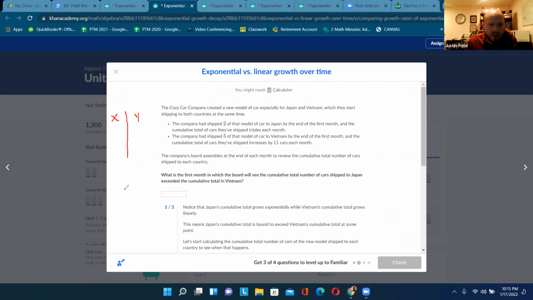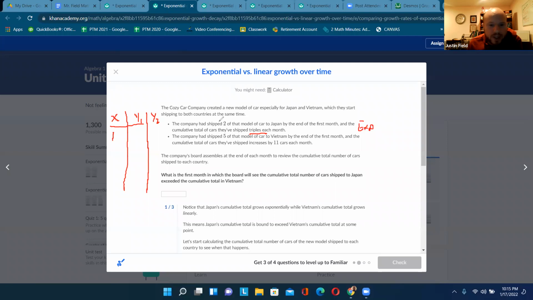We're going to create a linear table and, well, I guess we could just create the exponential table right there. And then this will be a lot easier. So let's read it. The Cozy Car Company created a new model car, especially for Japan and Vietnam, which starts shipping to both countries at the same time. The company had shipped 2 of that model to Japan by the end of the first month. Okay, and the cumulative total of cars they've shipped triples each month. So we know that this is exponential, right?